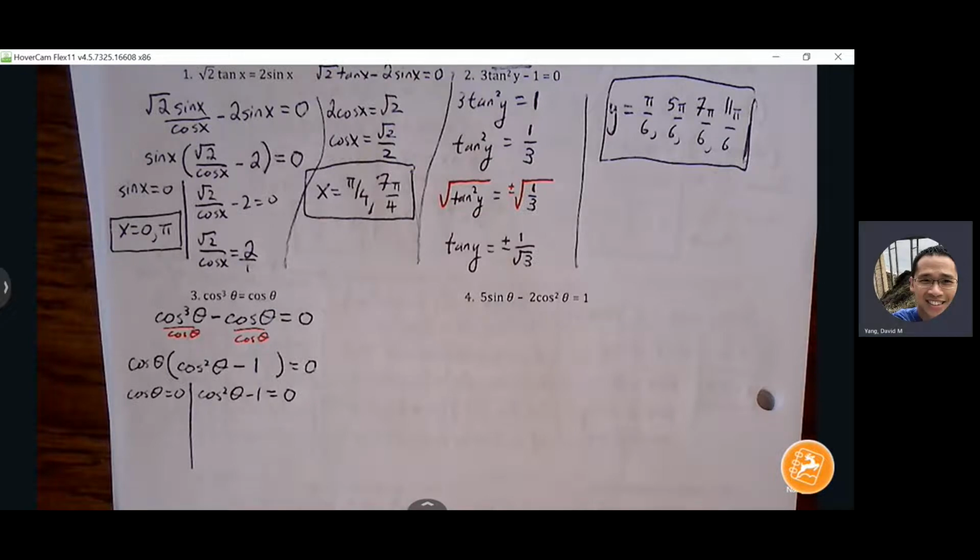Okay, questions so far? Set both parts equal to 0. Find theta for both cosine theta and the cosine squared theta minus 1.